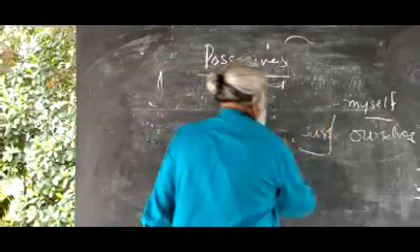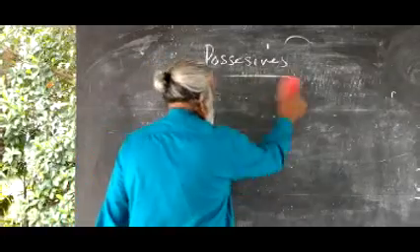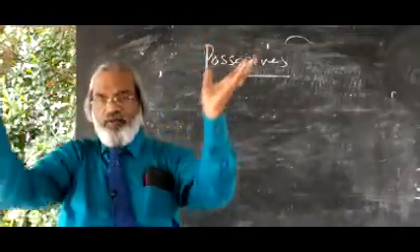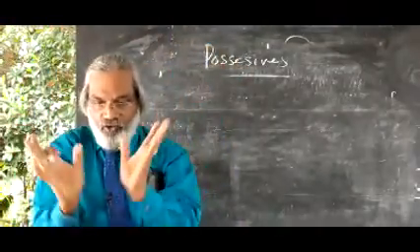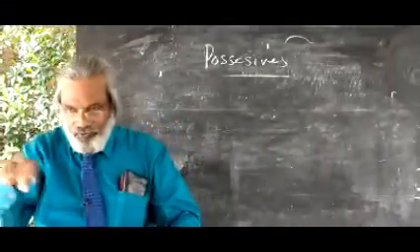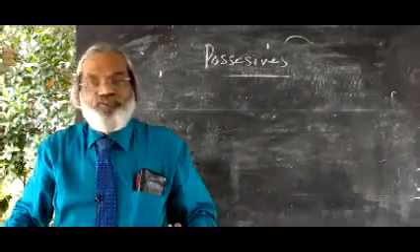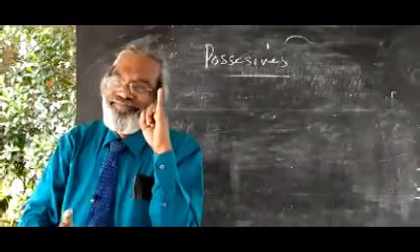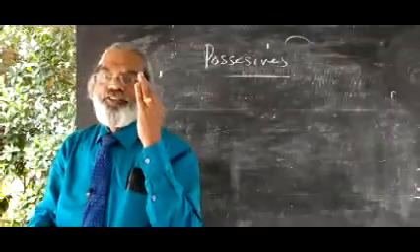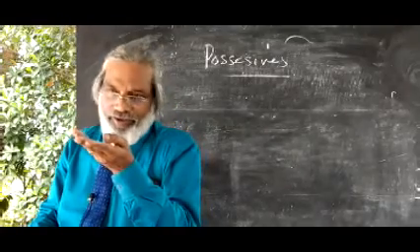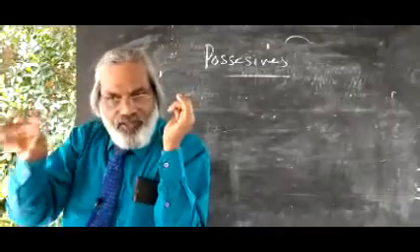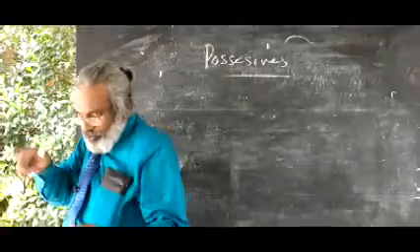So possessives are also called determiners. What all determiners did we study? Determiners are a major fund or major water reservoir. In the water reservoir there are so many fish, so many jewel-like items of fishes. One is article, the second is possessive, the third is demonstratives, the fourth is quantifier, the fifth is distributives.